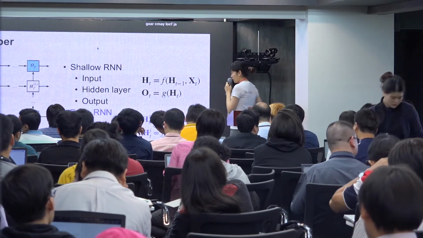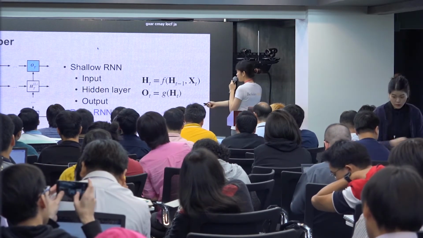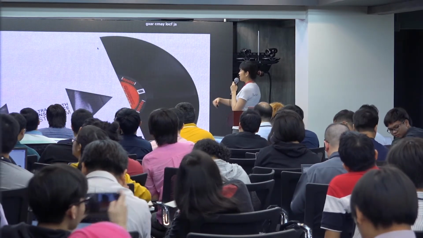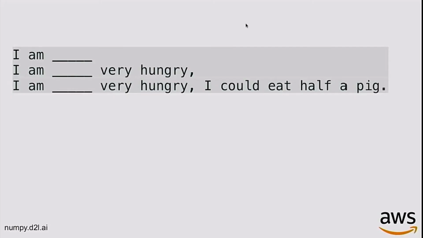Okay. And the bidirectional RNN, which is pretty important. So I have 3 sentences here. The first one, if someone can volunteer to fill for me, that would be great. The first one is I am something. Second is I am very hungry. Third one is I am very hungry, I could eat half a pig. So what of the adjectives you want to fill here? Any volunteer?